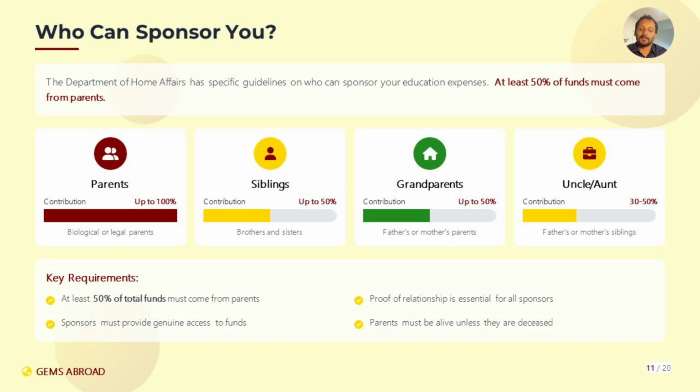Australian authorities have specific rules regarding who can sponsor your education financially. Parents are considered the primary sponsors and can contribute up to 100% of the required funds.